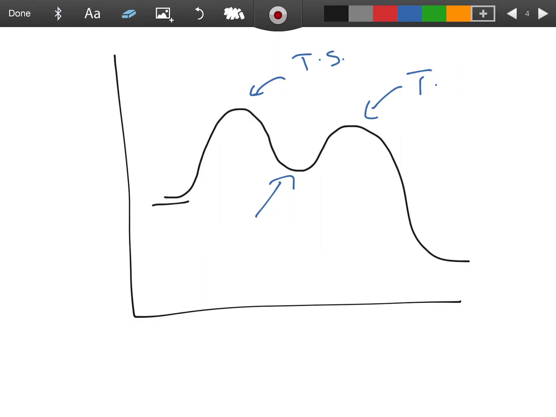In between here, this is an intermediate. So transition states are between starting materials and intermediates, starting materials and products, or intermediates and products. In between one intermediate to another, you have a multiple step reaction. And there are different types of transition states. That's what I want to talk about. There's something called the Hammond postulate.